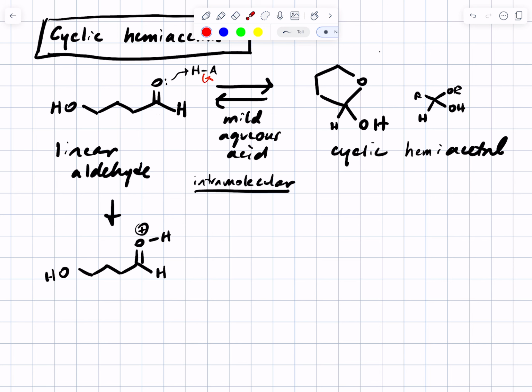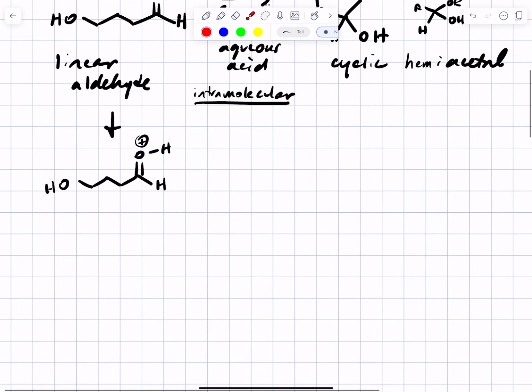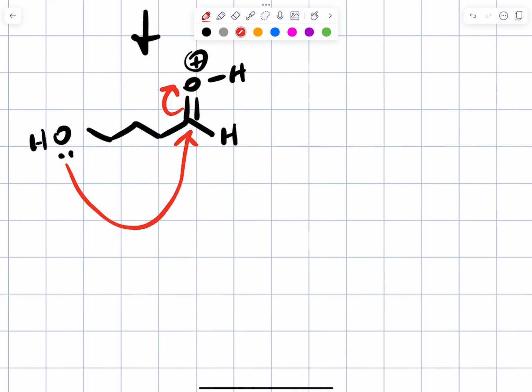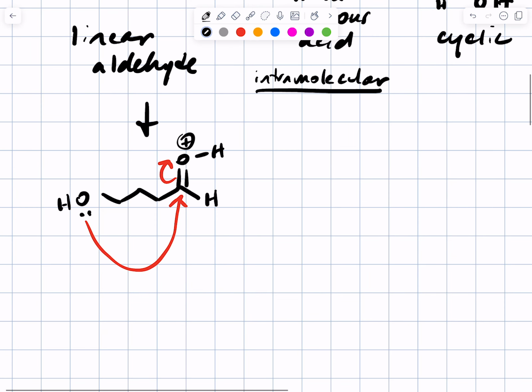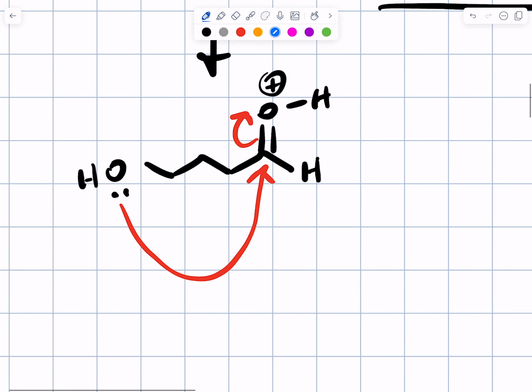So it makes sense that we're first going to protonate the aldehyde to make it even more electrophilic, and then in a second step, the alcohol is going to come in and attack the carbonyl carbon to give you a tetrahedral intermediate. Now, the fact that the alcohol that does the attacking and the electrophile that gets attacked are attached to each other means that this is an intramolecular reaction and it's going to form a ring. We have a word for that in organic chemistry.